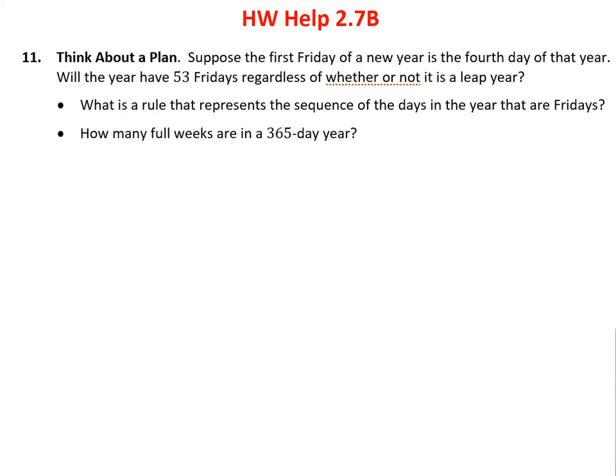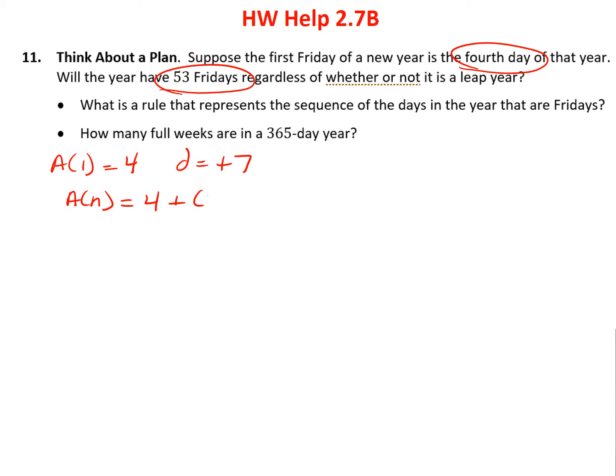Number 11 is an interesting problem. It says, suppose the first Friday of the new year is the fourth day of the year. So Friday would be January 4. Will there be 53 Fridays, whether or not it's a leap year? Okay, first of all, what's the rule that represents it? Well, first of all, the first day is 4. And then the difference is each next Friday you add 7. So my rule is a_n is going to equal 4 plus n minus 1 times 7.